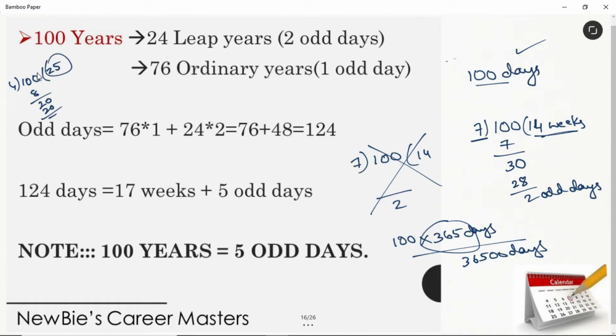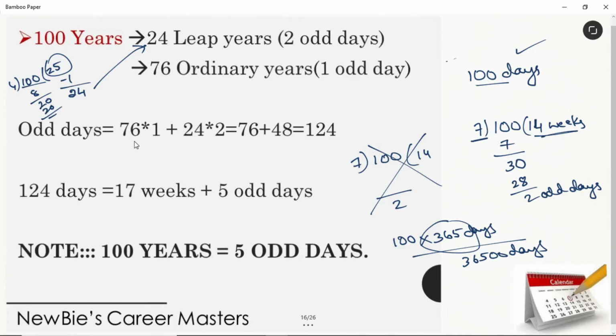This doesn't mean that 100 years have 25 leap years and 75 ordinary years. Remember newbies, in the previous videos I have explained this properly. The 100th year is not a leap year. So you have to remove that 100th year. So 24 leap years. Am I clear? 24 leap years and 76 ordinary years. This is the first step.